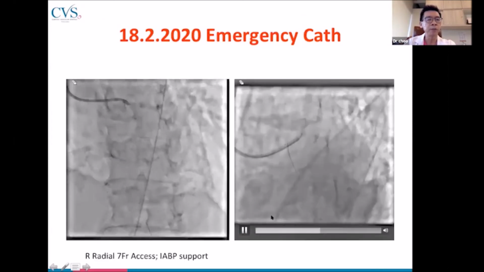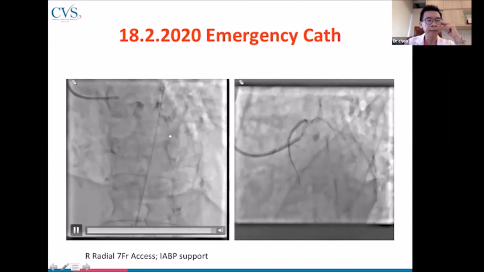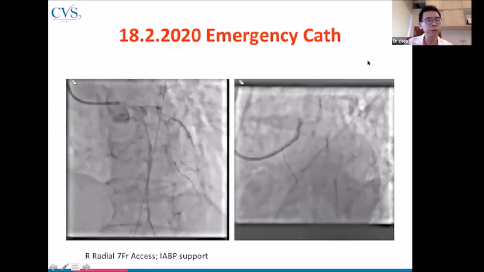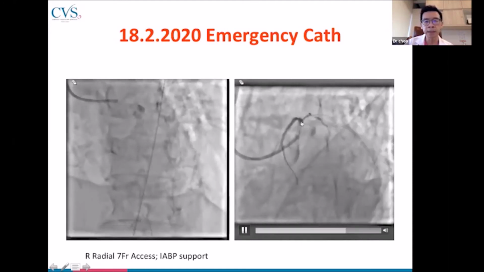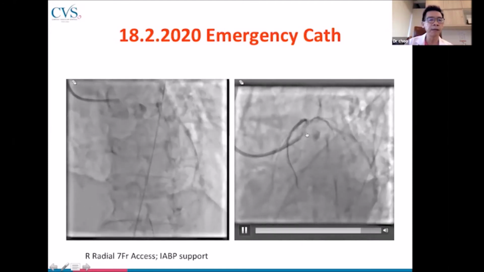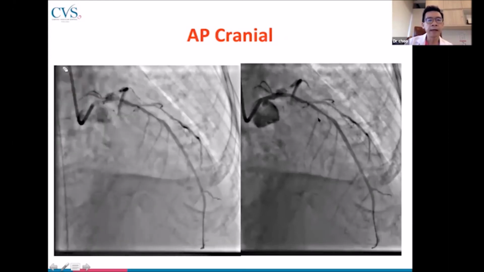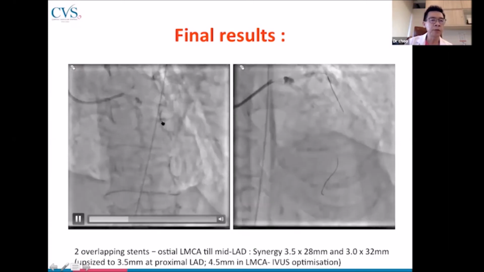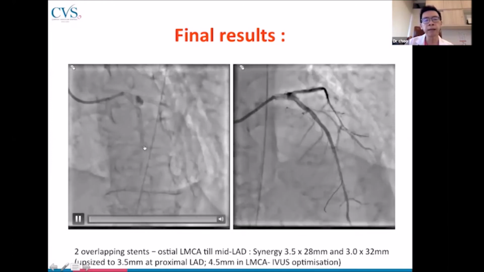And this patient, because he was unstable, went for emergency care. Some of you will realize, you see that there's a balloon pump. These are supportive devices to support the patient during the procedure. So long disease in the LAD, there's some severe disease at the ostium of the circumflex. Long disease in the LAD here. And there's some right vessel disease as well, but we actually treated that. I'll show you shortly.